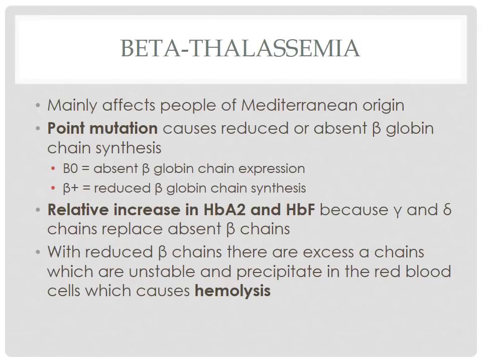Because there are beta chains that are absent, you'll have an increase in your hemoglobin A2 or your hemoglobin F, which is your fetal hemoglobin. So you're replacing them with gamma and delta chains. When you have a reduction in the beta chain, there is also more unstable hemoglobins, so you also will see hemolysis with beta thalassemia.